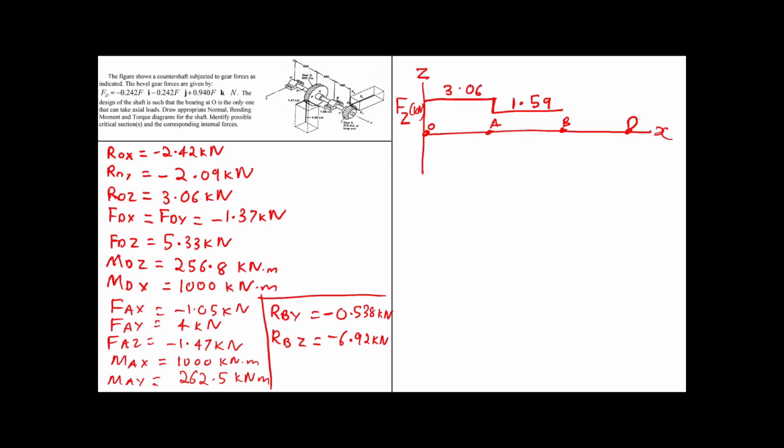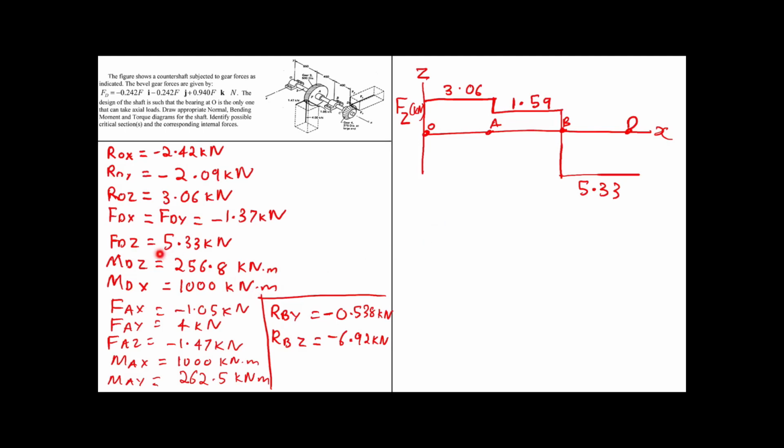And now we need to find what was RBZ. It was minus 6.92 kilonewton. So that has to go all the way down. So let's bring it down. And this value is about 5.33.